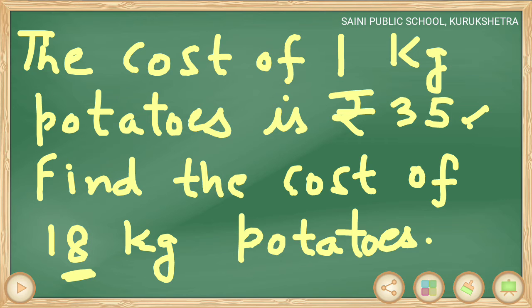The cost of 1 kilogram of potatoes is rupees 35. Then find the cost of 18 kilograms of potatoes. In this question, the cost of 1 kilogram of potatoes is given to us and we have to find the cost of 18 such potatoes. So in this question, the value of one thing is given to us and we have to find the value of more than one thing. So we have to multiply 35 by 18. Let us start doing multiplication.